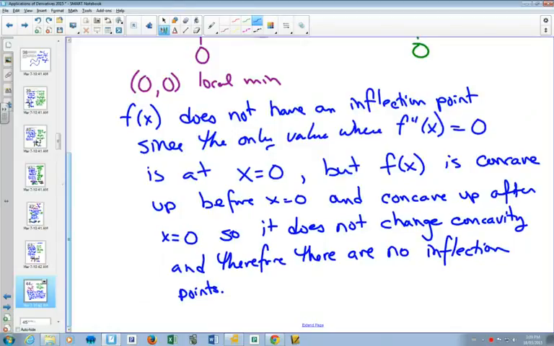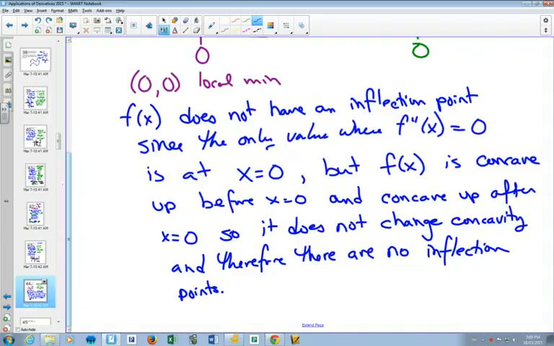So that's one possible way of saying that we would know for sure there's no inflection points, because an inflection point is where it changes concavity. So just use the derivative. I show that it's concave up before, concave up after, so it can't be an inflection point.